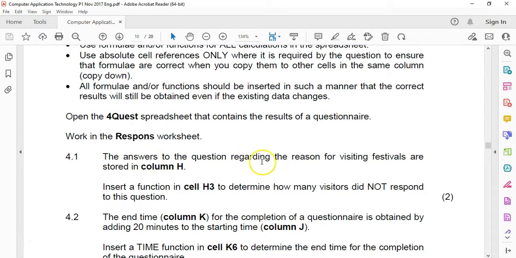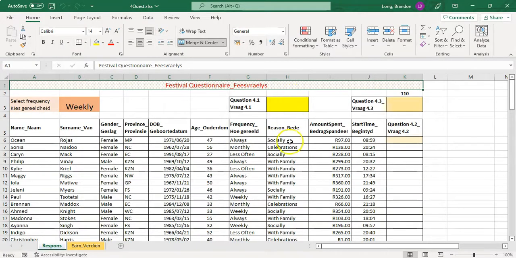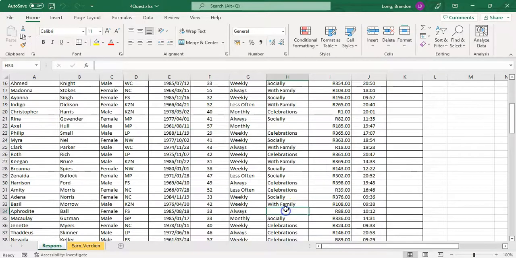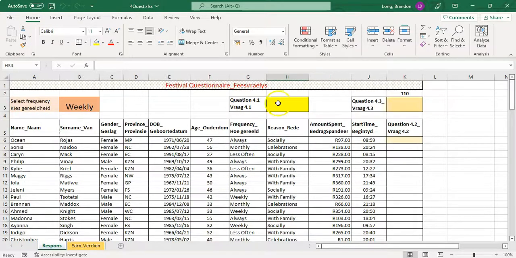The answers to the questions regarding the reason for visits are stored in column H. So we must insert a function to determine how many visitors did not respond in column H. So let's look at column H. Those are the reasons, but some of them did not give a reason. How dare they not give a reason? We want to determine, for question 4.1 in cell H3, is that right? H3, yes, how many did not give a reason?